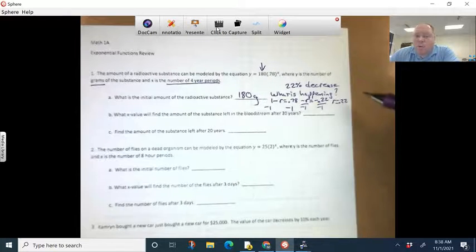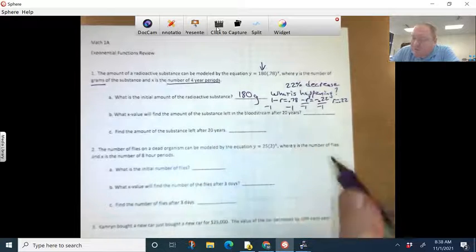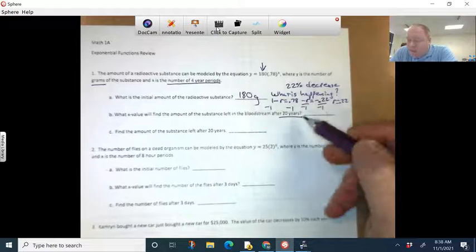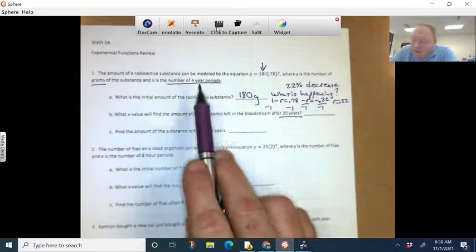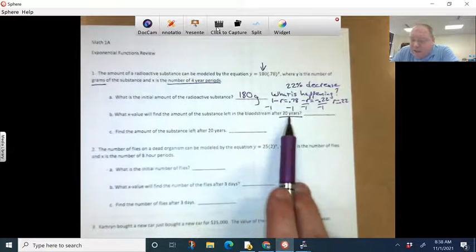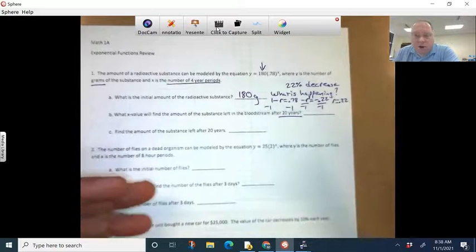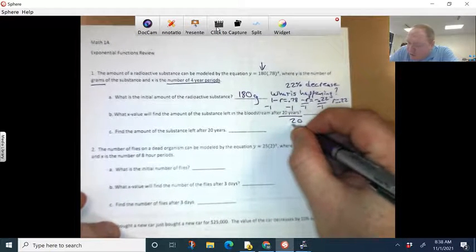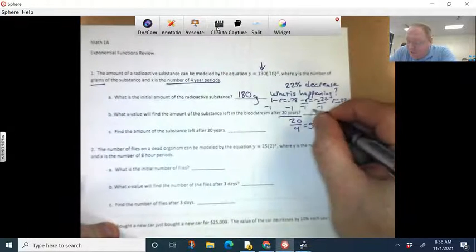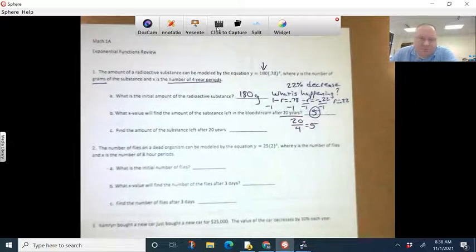So then we're going to know what x value will find the amount of substance left in the bloodstream after 20 years. Well, again, we have to go back here. So, 4-year periods, 20 years. I have to figure out how many 4-year periods occur in 20 years. So 20 divided by 4 is 5. So that's what goes on this line. And I'm just circling it because I had all this other stuff there.